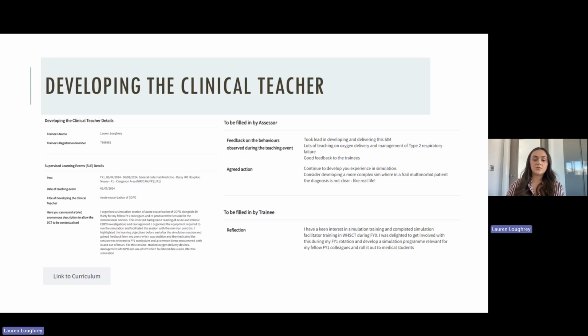During F1, it is recommended to get involved with teaching. Lots of opportunities arise to get involved. For example, teaching medical students, teaching within your department, or teaching fellow FY1s. You can create a Developing the Clinical Teacher form where you will write a small description of the teaching that you've done and get feedback and reflect on this.